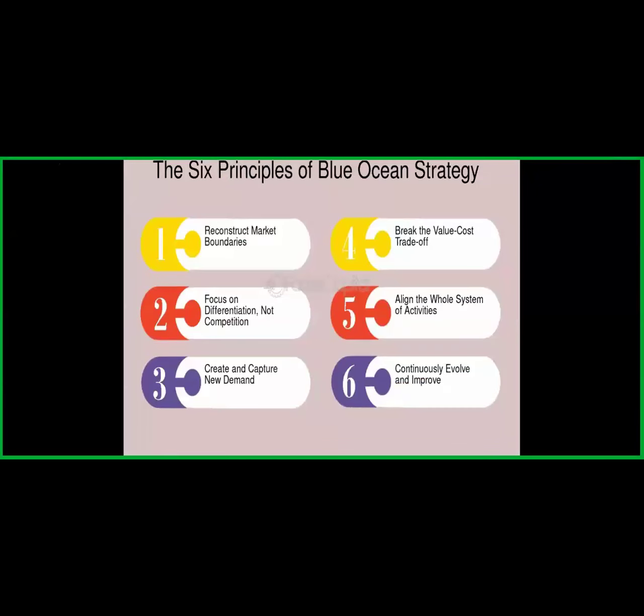The next is the six principles of blue ocean strategy. So the first principle is reconstruct the market boundary. Second is focus on differentiation, not on competition. Third one, create and capture new demand. Fourth one is break the value cost trade-off. Fifth one is align the whole system of activities. And the sixth one is continuously evolve and improve. Most of the points we have already discussed in the previous slide when we were talking about the difference between blue ocean and red ocean strategy.